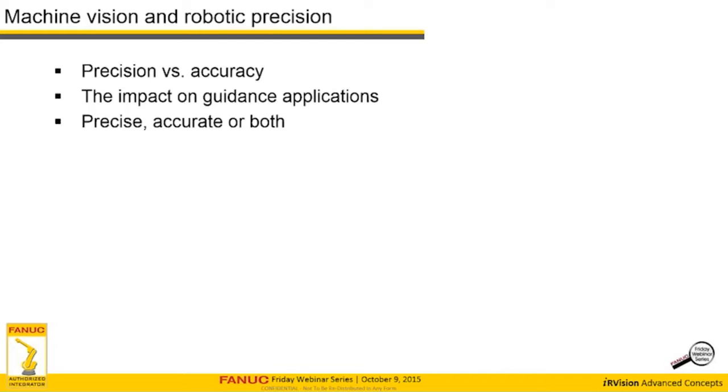Now, how does this affect guidance applications? Well, we'll talk about in a moment the issues of precision and accuracy with respect to the robot and how iRVision or machine vision inspection affects that. But let me ask you the question: precise, accurate, or both?